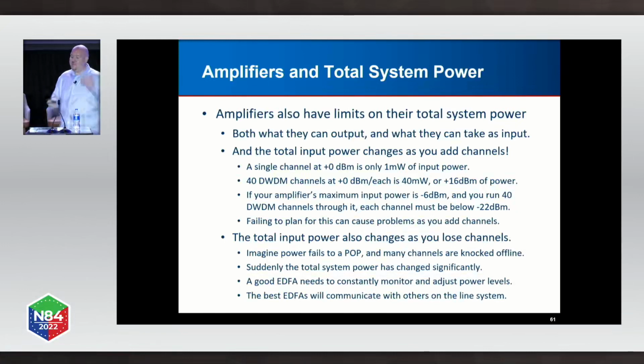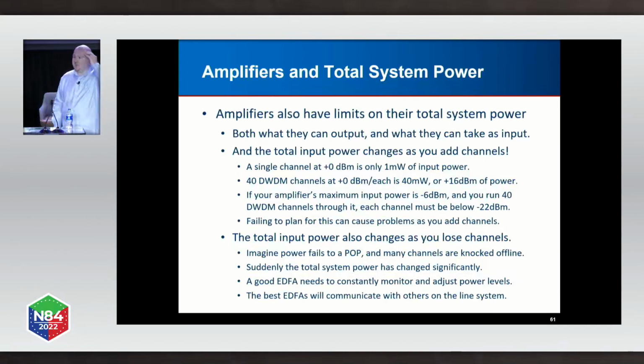So if your amplifier's max power input is -6, for example, let's say that it's, I'll make up a theory, a 15 dB gain amplifier that can output 21 dBm maximum power, and so, no, even the whole system must come in at -6 because it would blow out the amp. You have too much signal. So what that means is that each channel has to come in very weak. So you look at that and you go, okay, in a 40 channel system, each channel must be below -22 before it goes into the EDFA, or it blows the whole thing up.